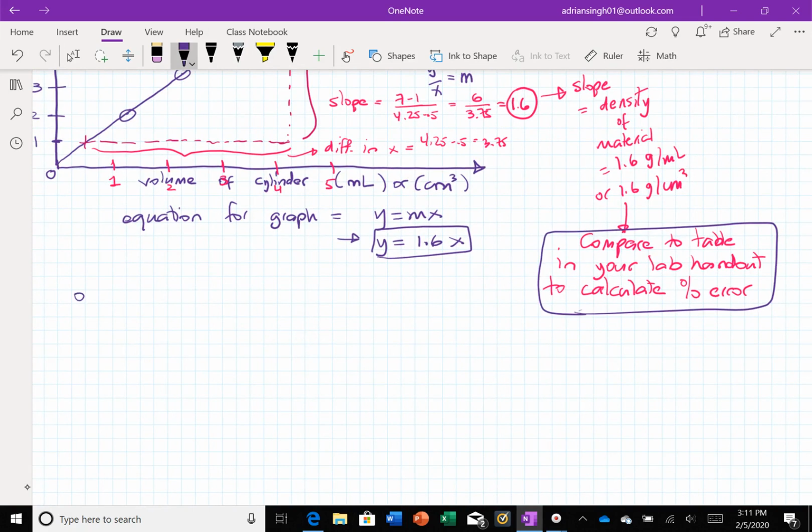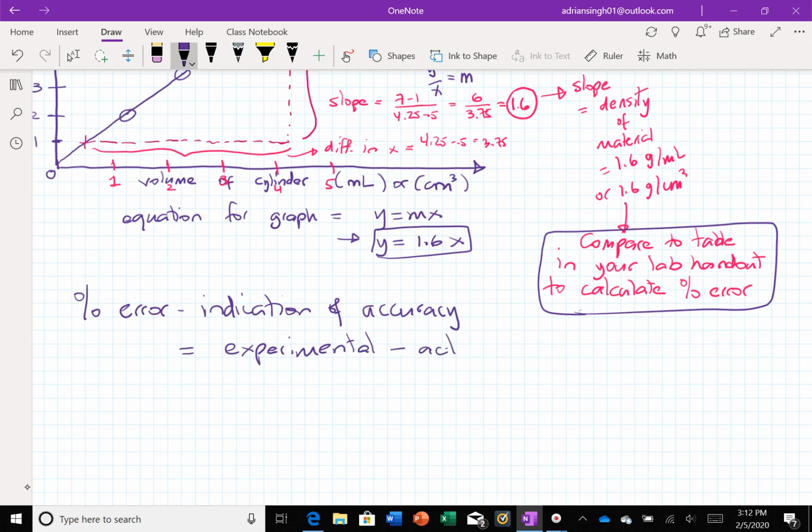All right, and the percent error is an indication of your accuracy in your experiment, and the percent error is equal to what you get, the experimental value, minus the actual value that you get from looking it up, or in this case it's provided in your lab handout, divided by what that actual value is, and it's a percentage, so we're going to multiply it by 100.